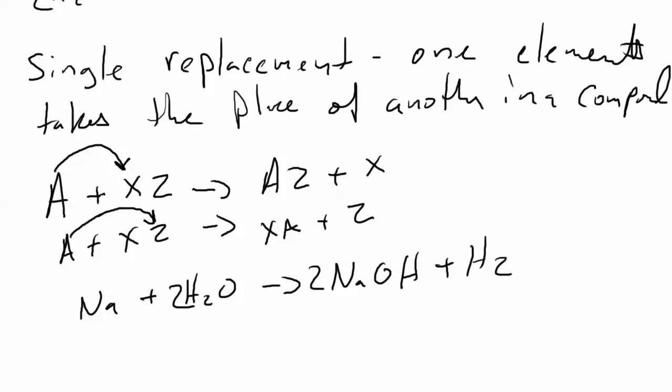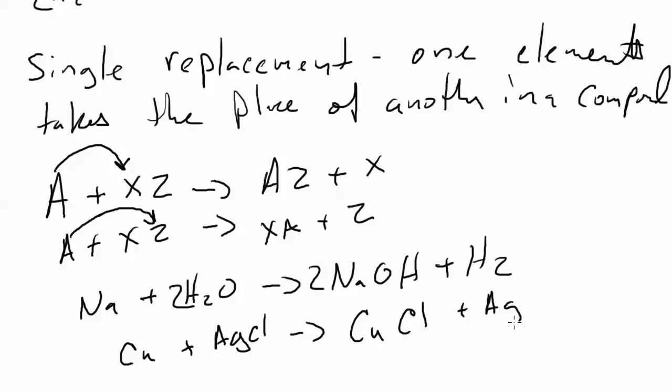Another example of this would be if you put, say, copper in silver chloride, the copper would take the place of the silver, and you'd get solid silver, elemental silver replaced out of that.